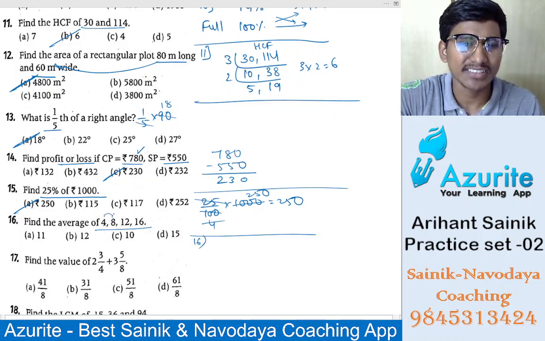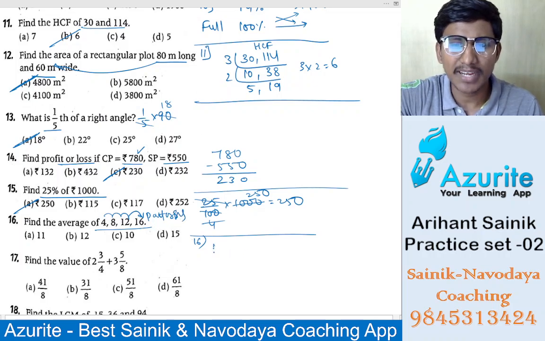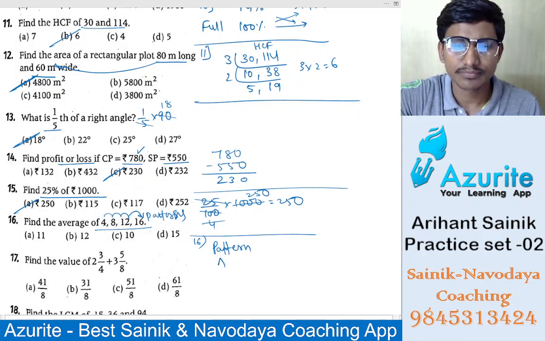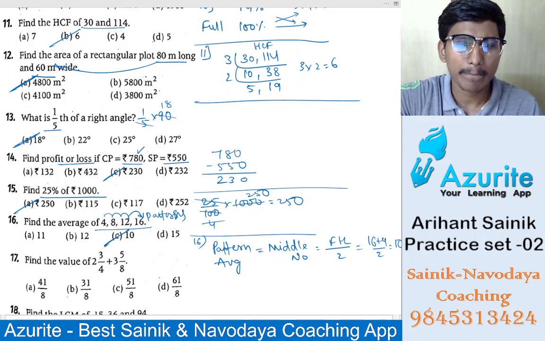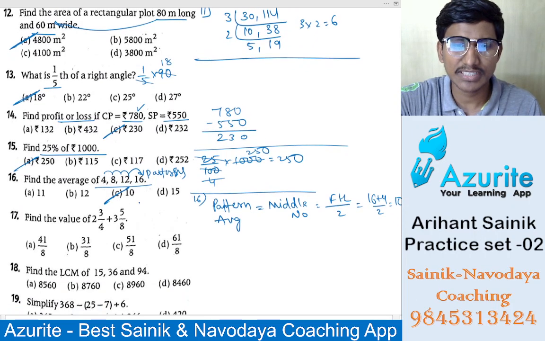This is a pattern. All patterns. What we have to do? 16 plus 4, 20. 20 divided by 2 is equal to 10. Patterns average will be the middle number. That is first plus last by 2. 16 plus 4 by 2, 20 by 2 is 10. Answer. Okay. This paper is easy. Very, very easy, right?